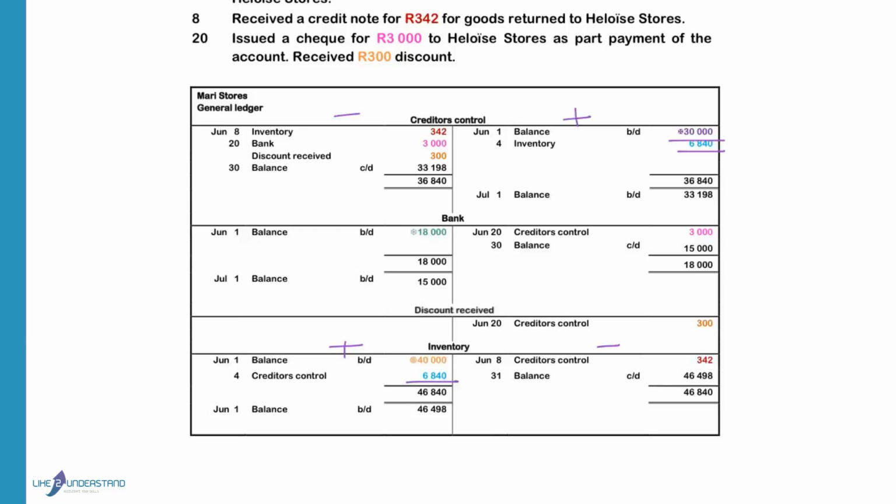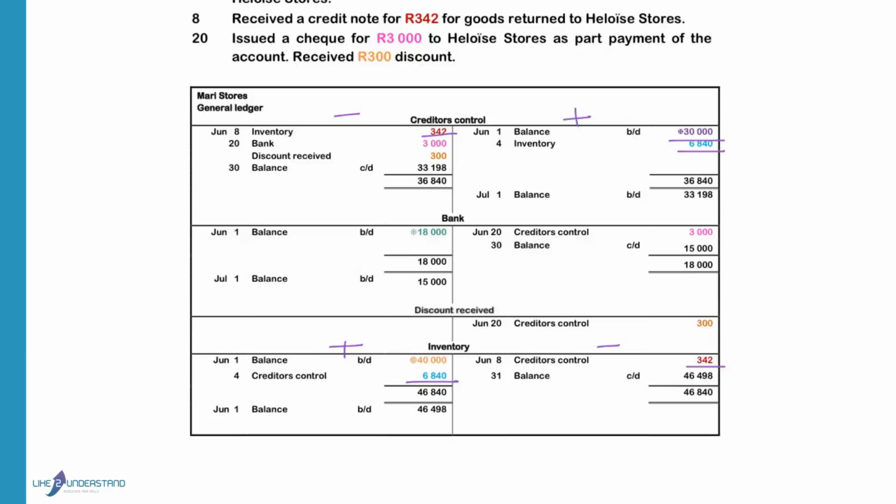Receive a credit note for goods returned. We owe less money to the creditors, so we will debit the creditors with 342, and we have less inventory available, so we will reduce the inventory on the credit side with 342.